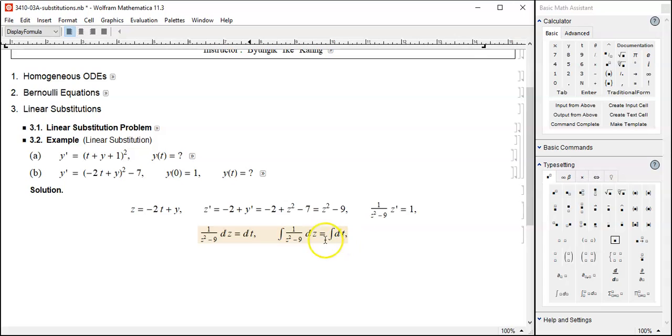Let's see, what's the antiderivative of the left-hand side? Right-hand side is going to be easy. Left-hand side is going to be a bit of a problem. Right-hand side, I'm going to get t plus c. But here, how do we handle this?